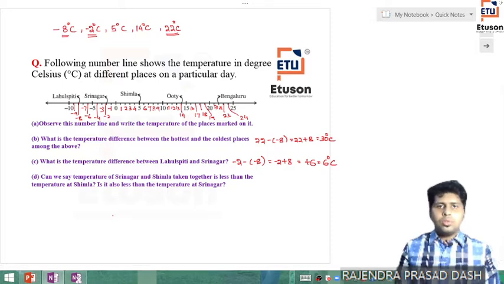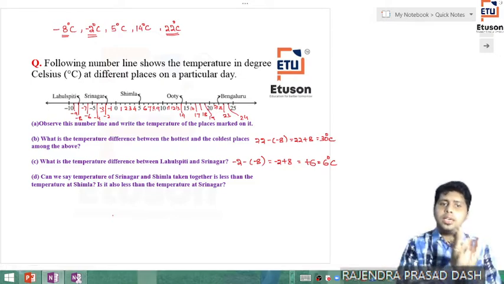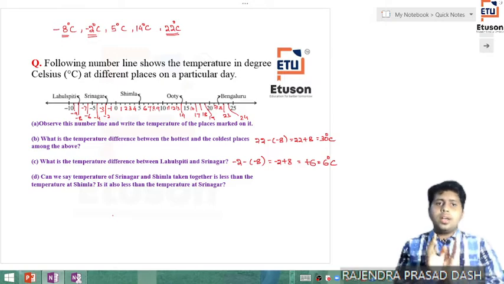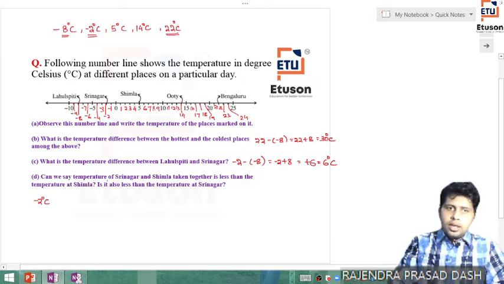Right. So the next question is: can we say the temperature of Srinagar and Simla taken together is less than the temperature of Simla? See, it has been given that we have to take the temperature of Srinagar and Simla together. That means what, beta? We have to add the temperature of Srinagar and Simla. So what is the temperature of Srinagar? The temperature of Srinagar is minus 2 degrees Celsius. The temperature of Simla is 5 degrees Celsius, and I have to add them. So I'll add minus 2 degrees Celsius to 5 degrees Celsius.